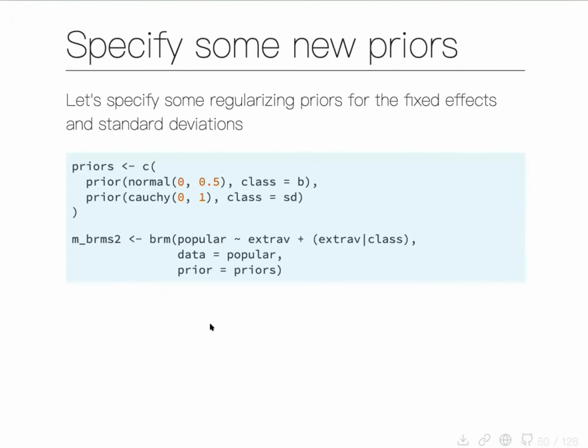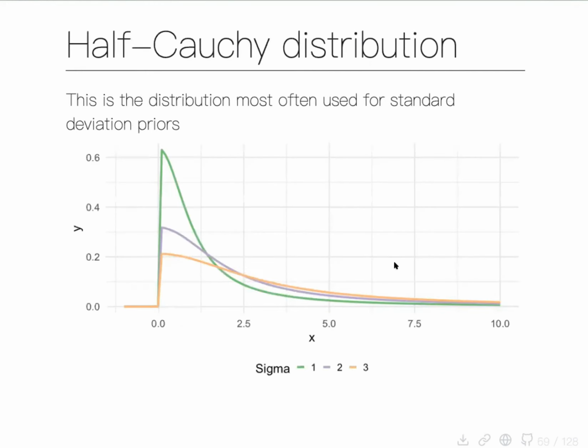So here's another way of specifying priors. This time I'm doing it on the normal, for class equals B. So this is for like the fixed effects. And then for the standard deviations, I'm saying use a Cauchy distribution with a sigma of 1. Okay, so that would be like this green one. So we're saying it's most likely that the standard deviation is going to be low, right? And then increasingly large standard deviations are increasingly less likely.